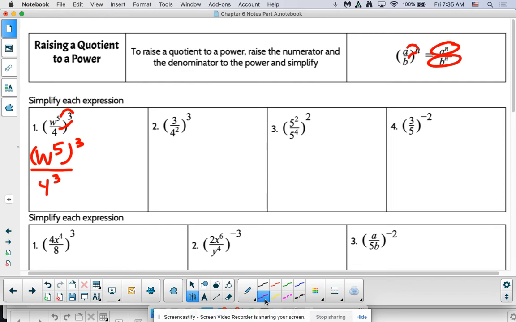Now this is a review of yesterday. When you have a power on a power, do you guys remember what you do to your 5 and 3? You multiply. Yep, you multiply. So 5 times 3 is 15. All over 4 cubed. Well, you could put 4 cubed, but you can actually figure out what that number is. So in your calculator, figure out what 4 to the power of 3 is. And you should be getting 64. So that is your final answer on that one.